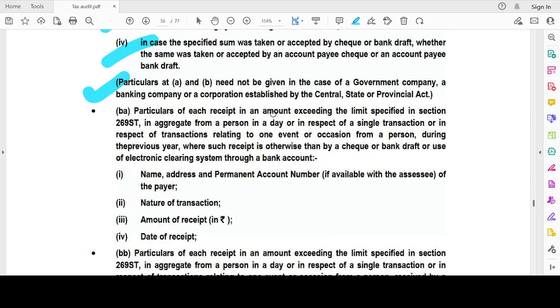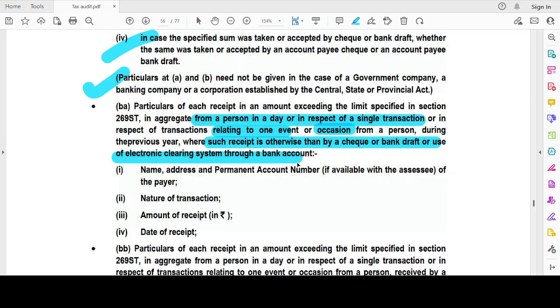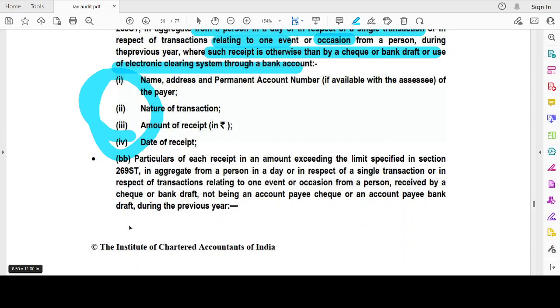Clause 31BA. Particulars of each receipt in an amount exceeding the specified limit in aggregate from a person in a day, or in respect of a single transaction, or in respect of transactions relating to one event or occasion from a person during the previous year, where such receipt is otherwise than by account payee cheque, account payee bank draft, or use of an electronic system through a bank account. Okay, which means generally in cash or a bearer cheque. Then I have to keep the same things: name, nature, amount, and date.